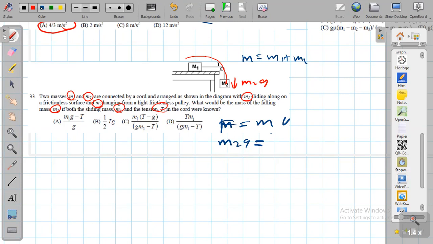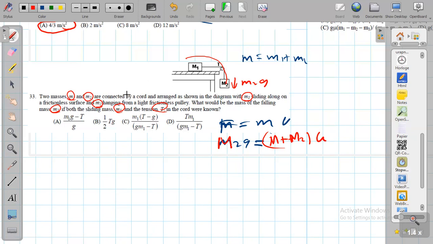Tension, okay. So, M2G is the mass. So, all the answers included the T. So, we can't use that technique here. Okay, now it's like M2G, M2G is the force. What is the other one? M1 plus M2A.